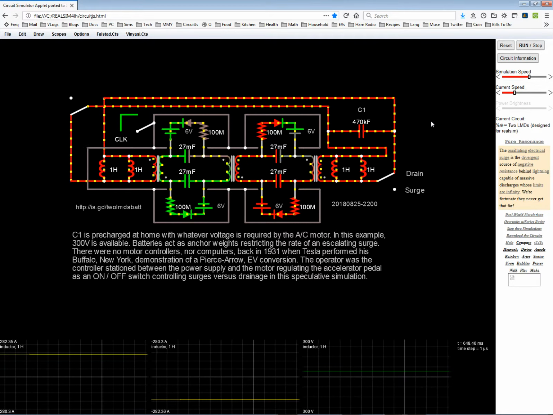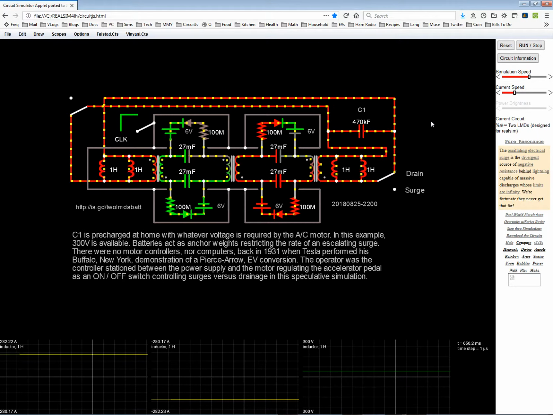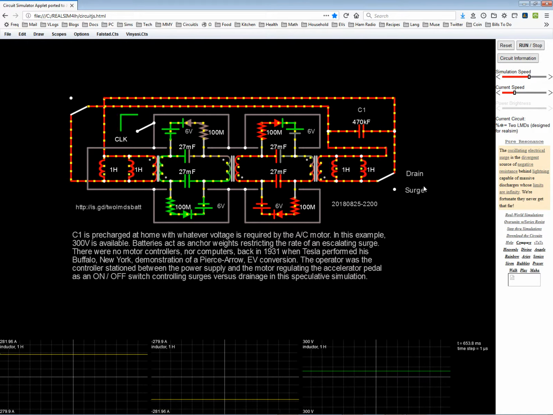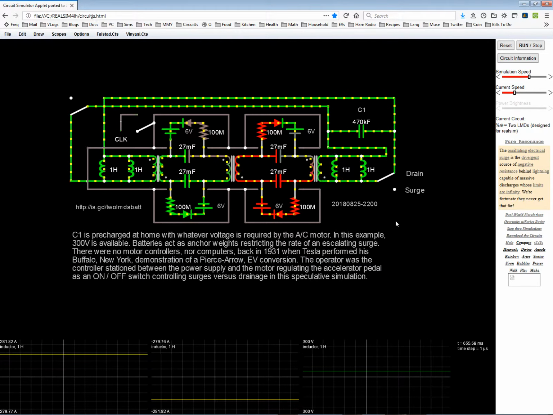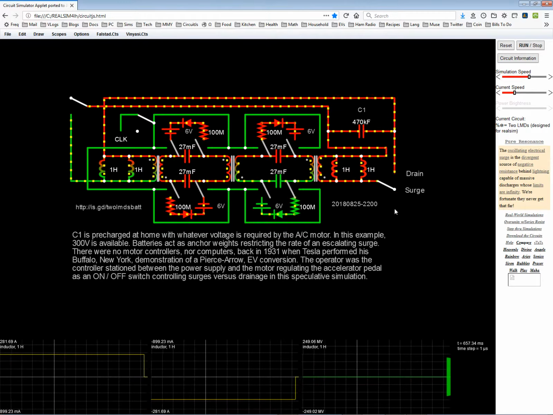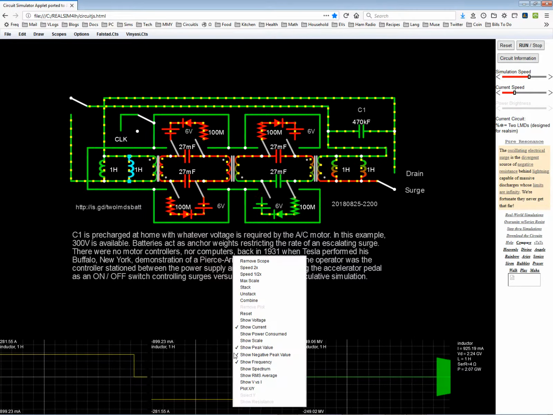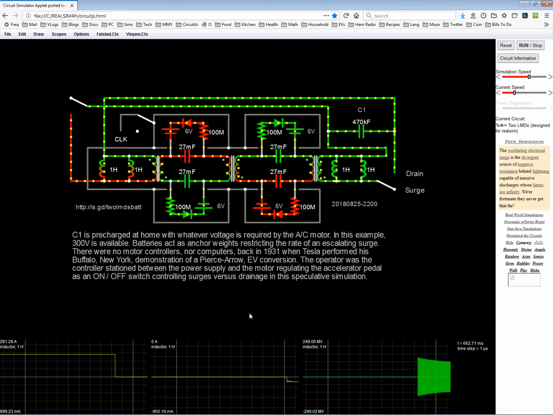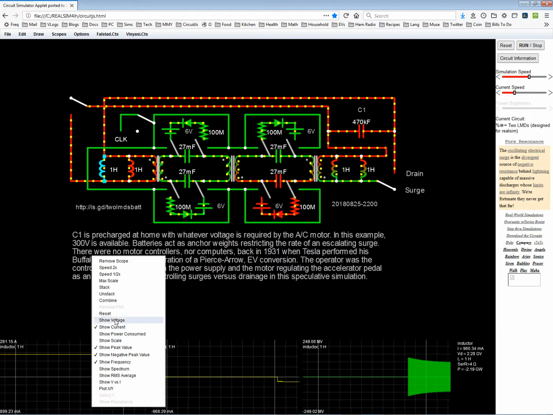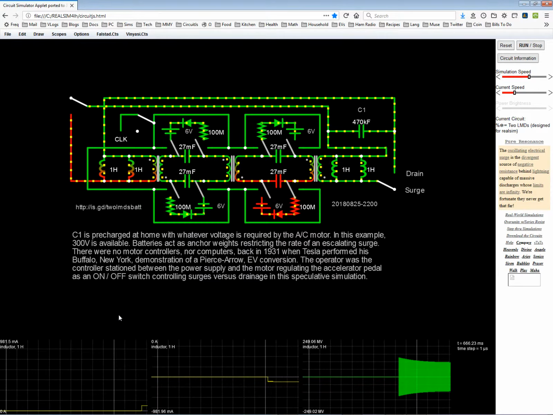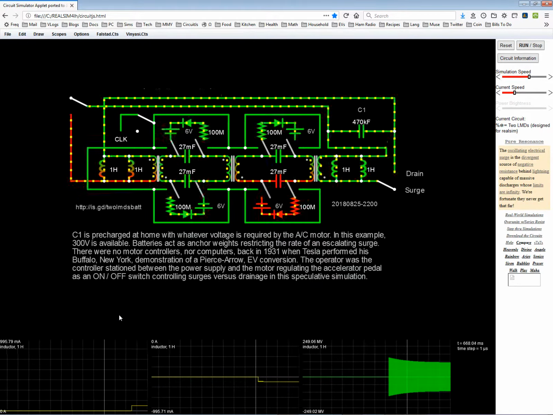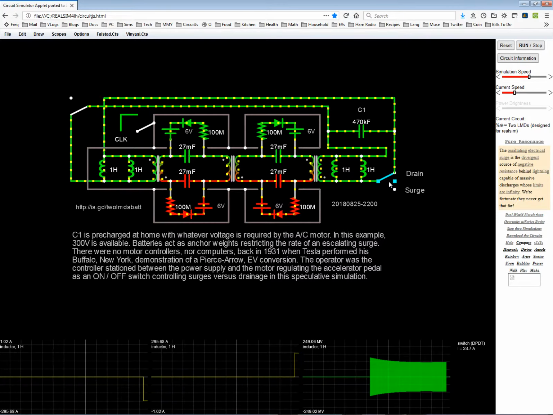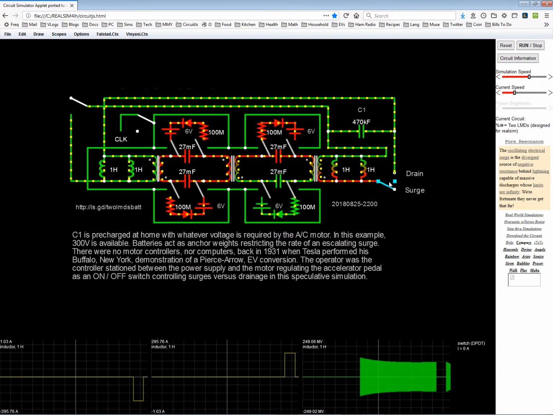Anywho, so our amps have gone down to 280 amps, and the voltage is still the same. So if we wanted to surge this, do we really want to? Yeah, I suppose so.